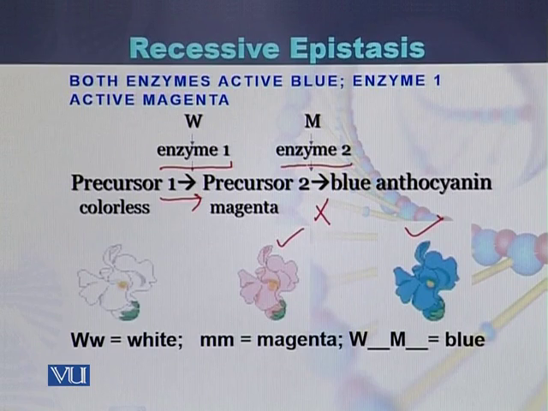This is magenta. Precursor 1 will be converted into precursor 2, where colorless will be converted into magenta, and magenta color will not be converted into blue anthocyanin. While if enzyme 1 also does not work, then the color of the flower will be white. So the white flower will have the genotype with capital and recessive. Magenta will have M and M in recessive forms, while in case of blue, gene 1 is in dominant form, and gene 2 is also in dominant form.